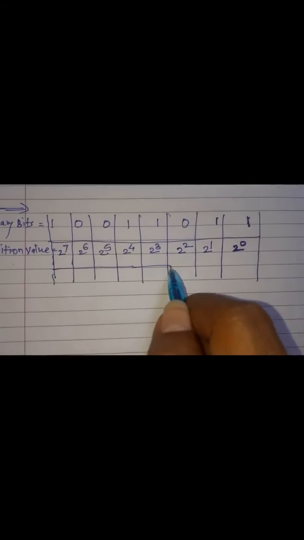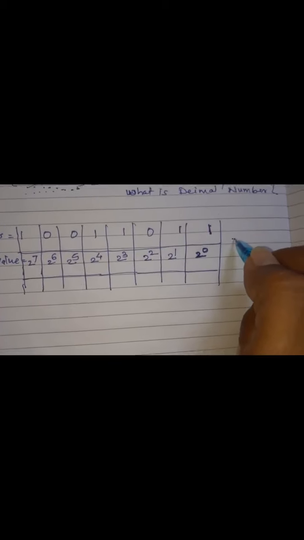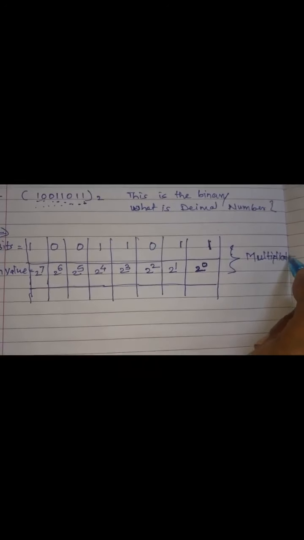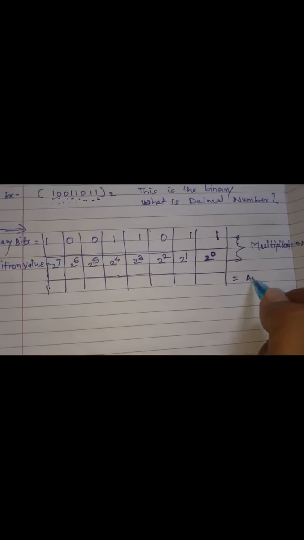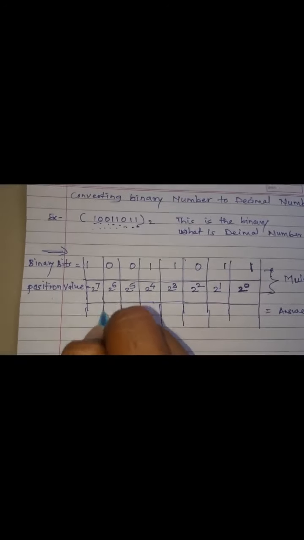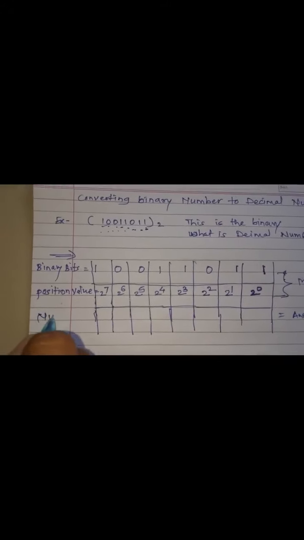Now we have to take the product, the numeric value. We have to take the multiplication of these two numbers, and we write the answer here. This means the numeric value.